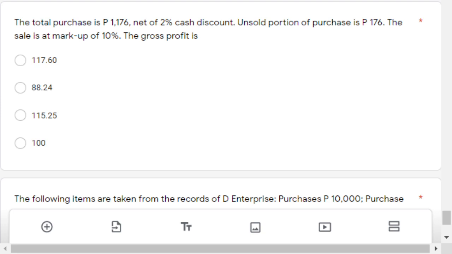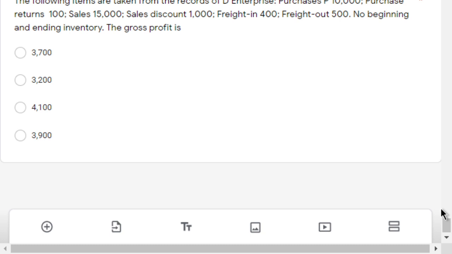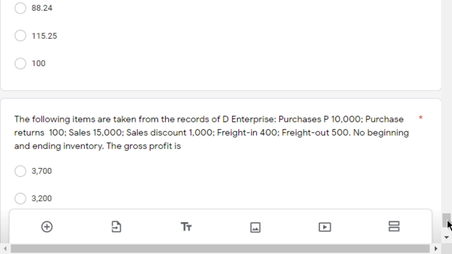And for our last question, the following items are taken from the records of the enterprise. Purchase, okay, isa-isa niya, binigay niya lahat. And then, yung question niya is, magkano daw yung gross profit? Okay. So, ganito. Ang question is, ano nga yun? Gross profit. So, ibig sabihin, since given itong mga purchases, ganito, no beginning and ending inventory.